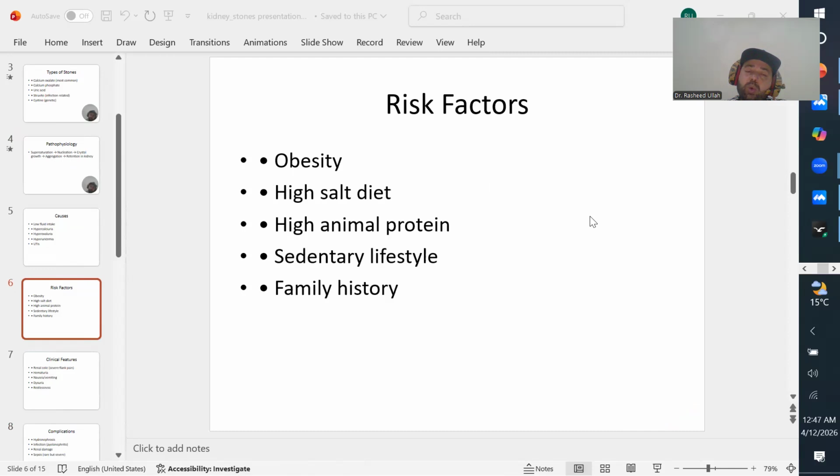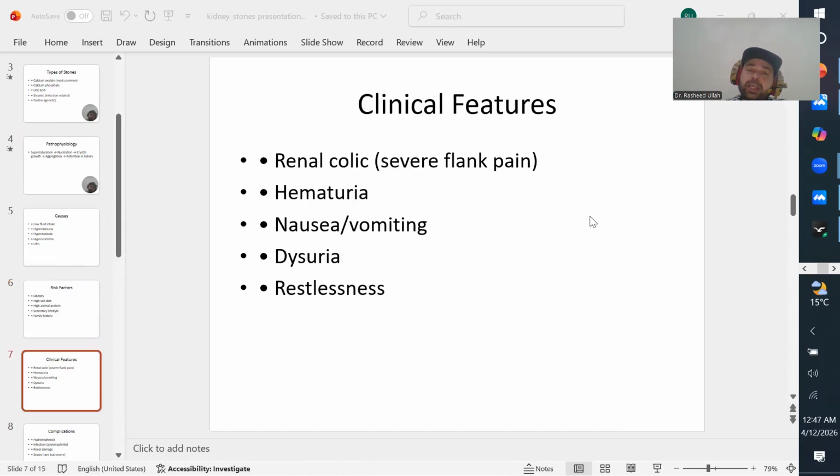What are the risk factors? Obesity is one of the top risk factors. High salt diet can cause it. High animal protein can cause it. And sedentary lifestyle can also cause it, and family history. Clinical features: renal colic, like there will be severe flank pain, there will be hematuria, nausea and vomiting, dysuria, and restlessness.